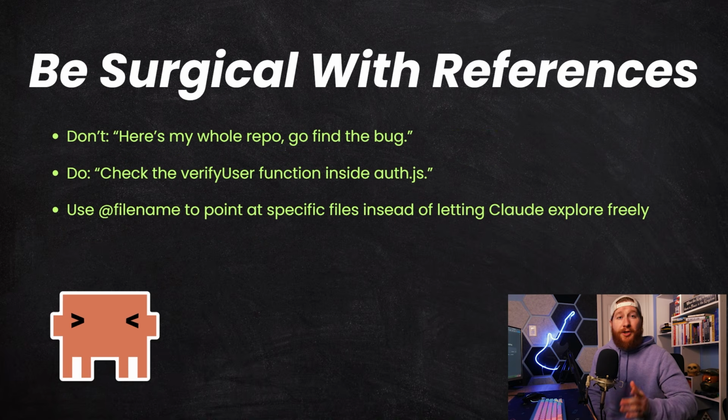Here's an example. Don't say, "Here's my whole repo, go find the bug." Instead, check the verify user function inside auth.js. Or instead of adding a bunch of files and having it look for them directly even though you added them in there, point to it directly. Use @file to point at a specific file instead of letting Claude explore freely.